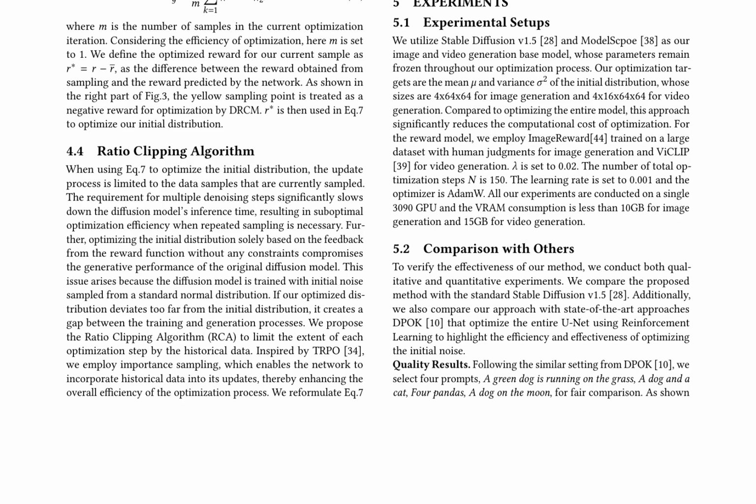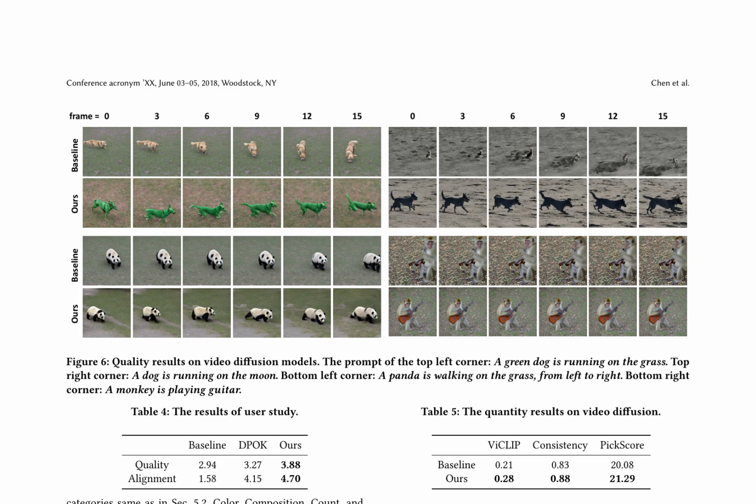The authors further explore the fine-tuning of the initial noise distribution with policy optimization, demonstrating its effectiveness in enhancing the quality and consistency of generated images and videos. The proposed method is evaluated through various experiments, including an ablation study and a user study.